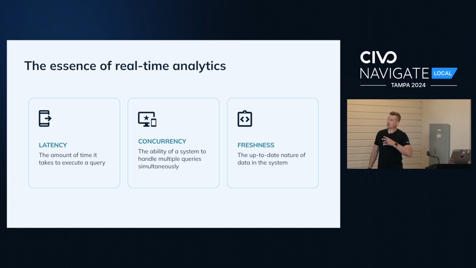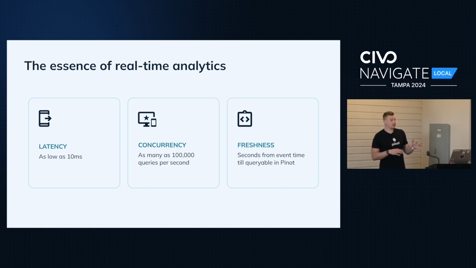Latency is the amount of time it takes us to execute a particular query. Concurrency is the ability of the system to serve and handle multiple queries simultaneously, and freshness is the nature of the system. You've already seen some of those characteristics from the example. Latencies, tens of milliseconds, 100 milliseconds. Concurrency, you expose this information in the form of a dashboard, it can be an API call, whatever. So it tends to be executed and invoked multiple times.